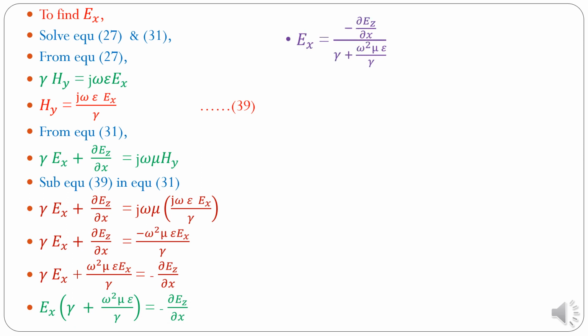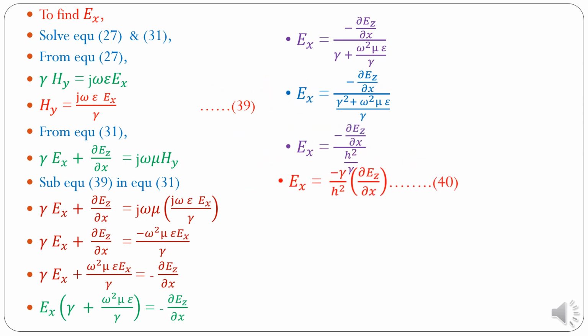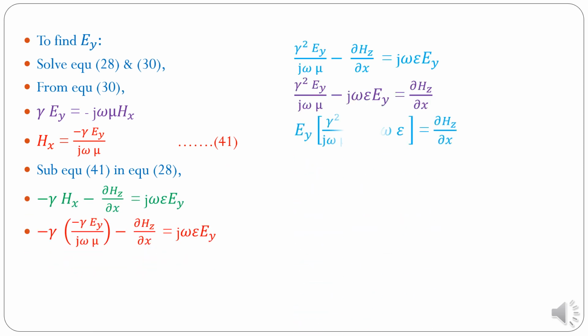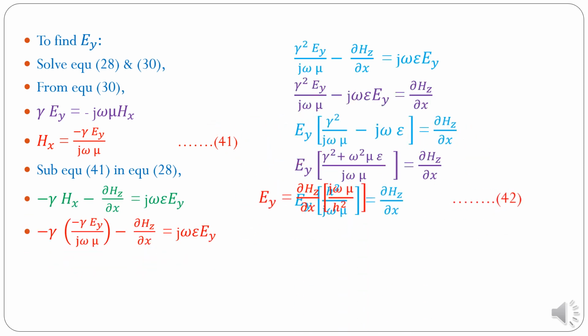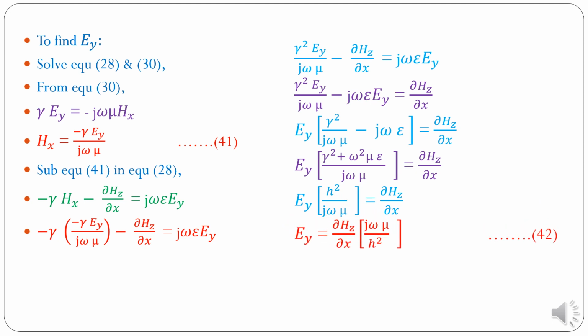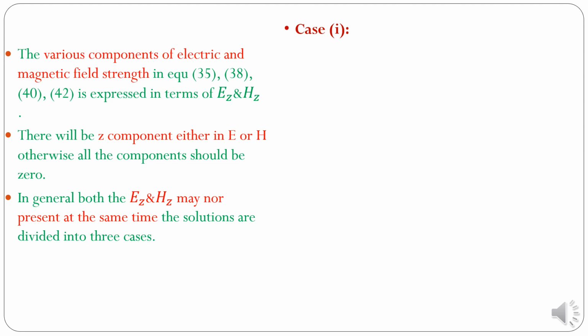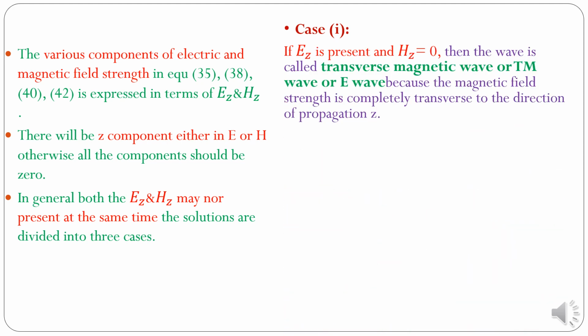So the Ex value can be computed: minus dou Ez by dou x, gamma plus omega square mu epsilon. So Ex is equal to minus dou Ez by dou x over gamma square plus omega square mu epsilon. From that we are going to compute the value of Ex. In a similar way the same procedure can be followed to compute the value of Ey. So both values should be computed. Finally you will get the values in terms of both electric field component and magnetic field component.